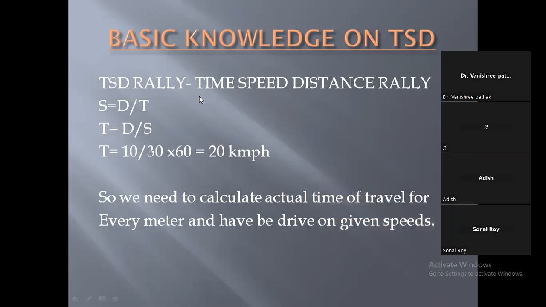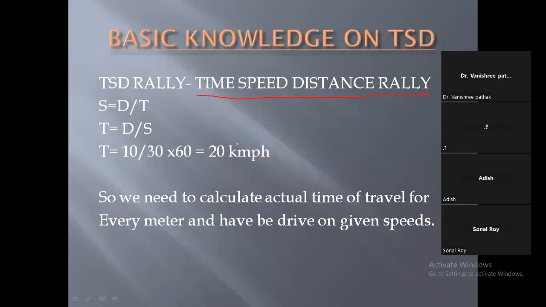In most rallies, people say we have to fly, but in this time speed distance format we don't have to be at very high speeds. We have to be driving slow at a given speed. We don't have to drive at more than a speed of 40 if we go on time.